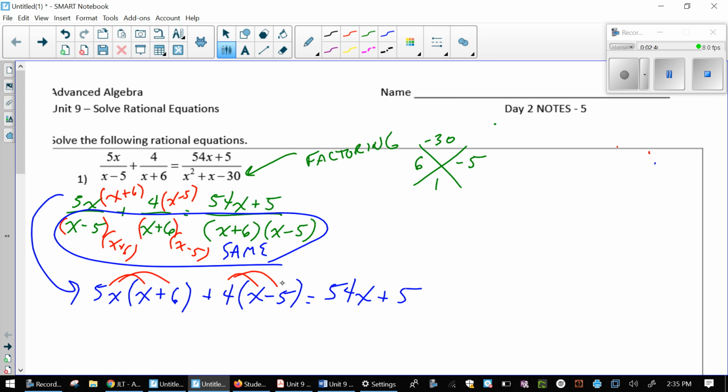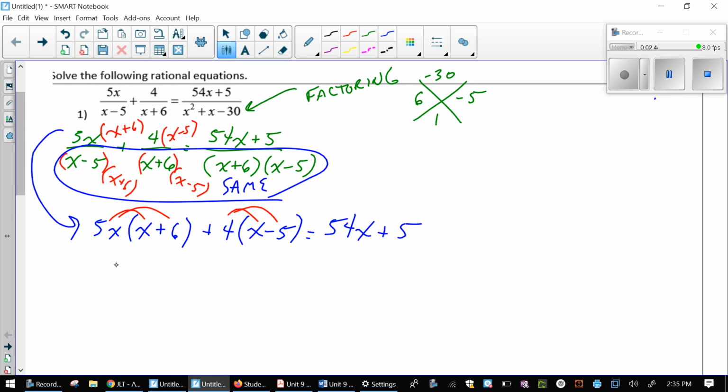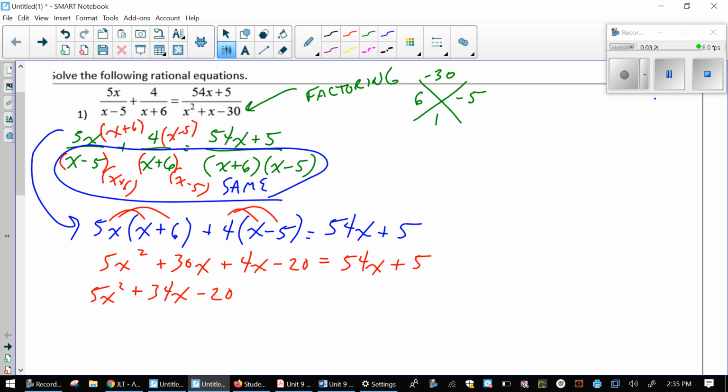Yes, we are going to get a quadratic here. I hope you guys are as excited as I am to practice solving quadratics. 5x squared plus 30x plus 4x minus 20 equals 54x plus 5. All right. So when we have a quadratic, again, don't freak out. Remember, everything goes to one side of the equation. And then we can either factor or use the quadratic formula. So I'm going to simplify what we can here. Let's see, 5x squared, that's the only x squared term, plus 30x plus 4x, 34x, minus 20.